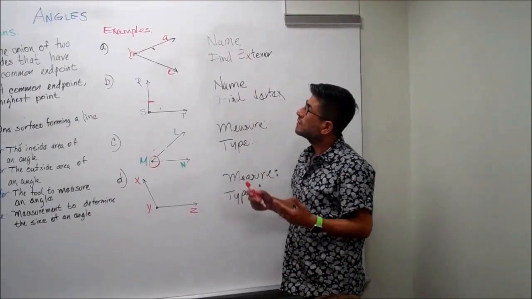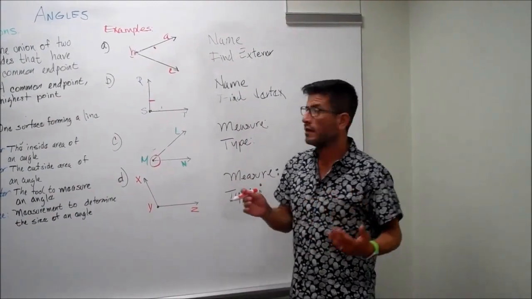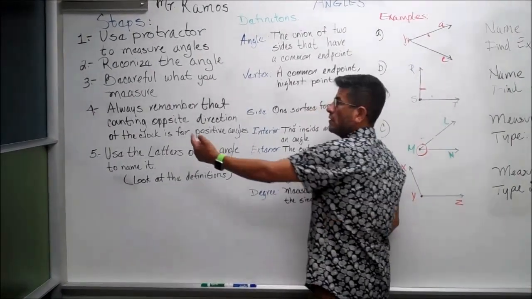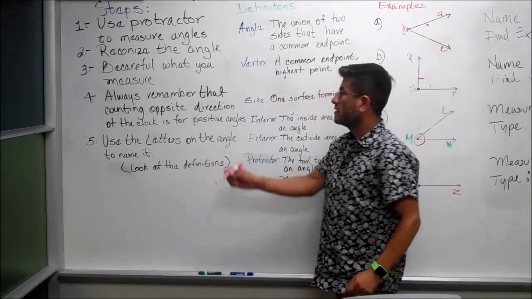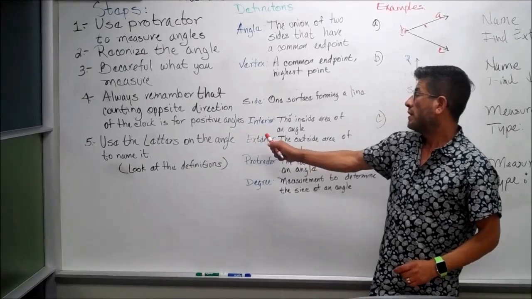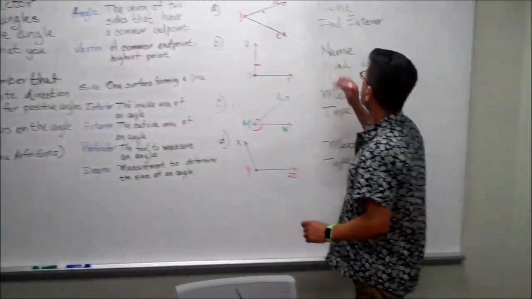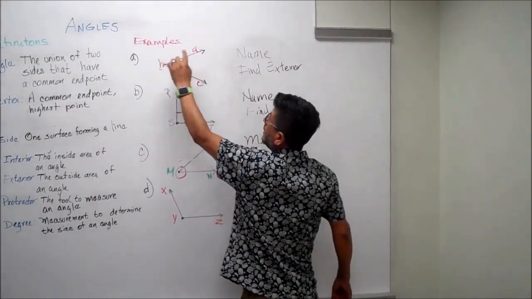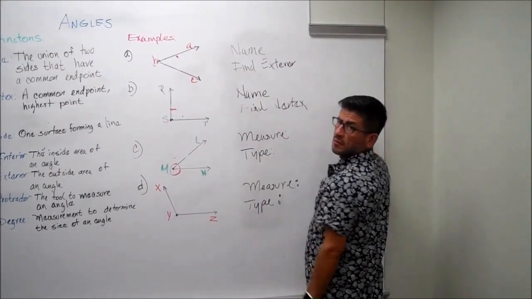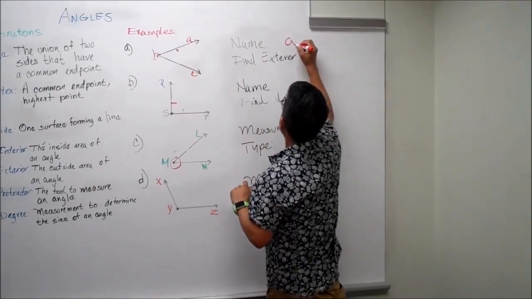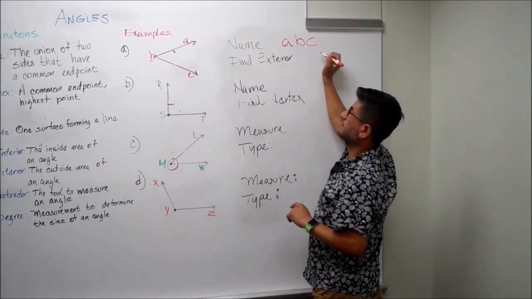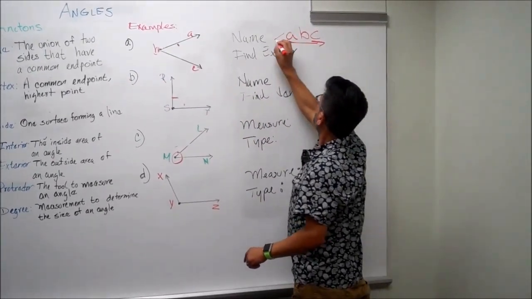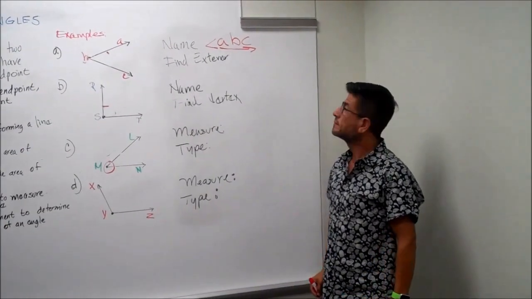Name the angle. What will be the name of the angle? Remember what we did? We go to the steps, and how are we going to find the name? Look at step number 5. It says use the letters on the angle to name it. You see the name, you see the letters, and what do we have? A, B, and C. So how you read it is A, B, and C, left to right. And that's the name of your angle.